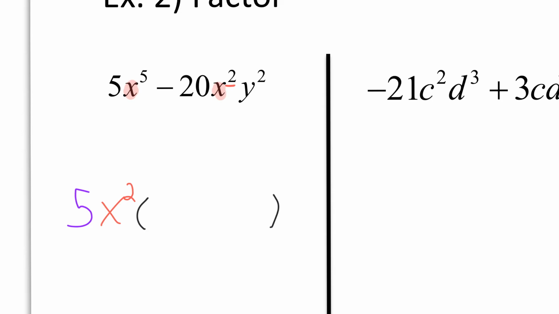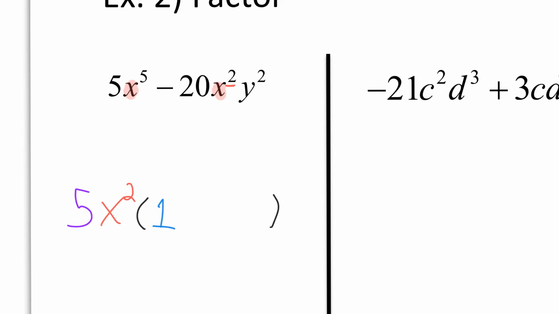So now you are going to start dividing. 5 divided by 5, well, that's going to be 1. So I'm going to put a 1 here. You have x to the 5th power. Remember, x to the 5th power is actually x times x times x times x times x, 5 times. So you are going to factor out 2 x's.